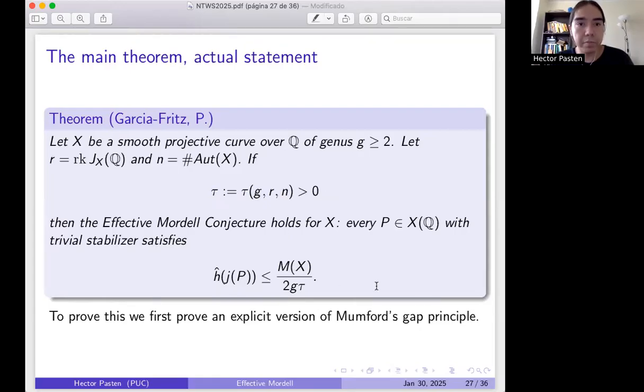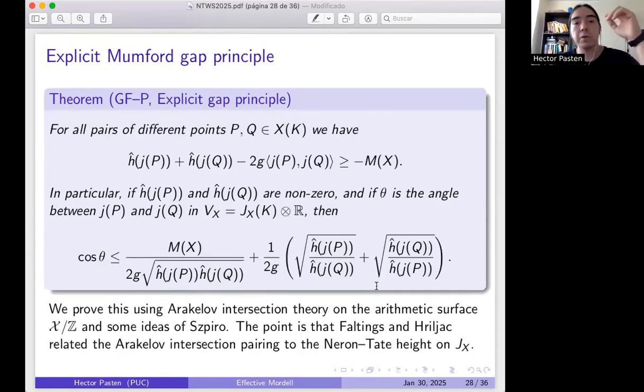Okay, so this is the theorem. It's very explicit now. To prove this, we need an explicit version of the Mumford gap principle, which is this theorem. It looks ugly, but what it's saying is that you get a height inequality for the rational points. And this height inequality, when you work out what's going on, is telling you that there is some repulsion principle for the rational points coming from the curve.